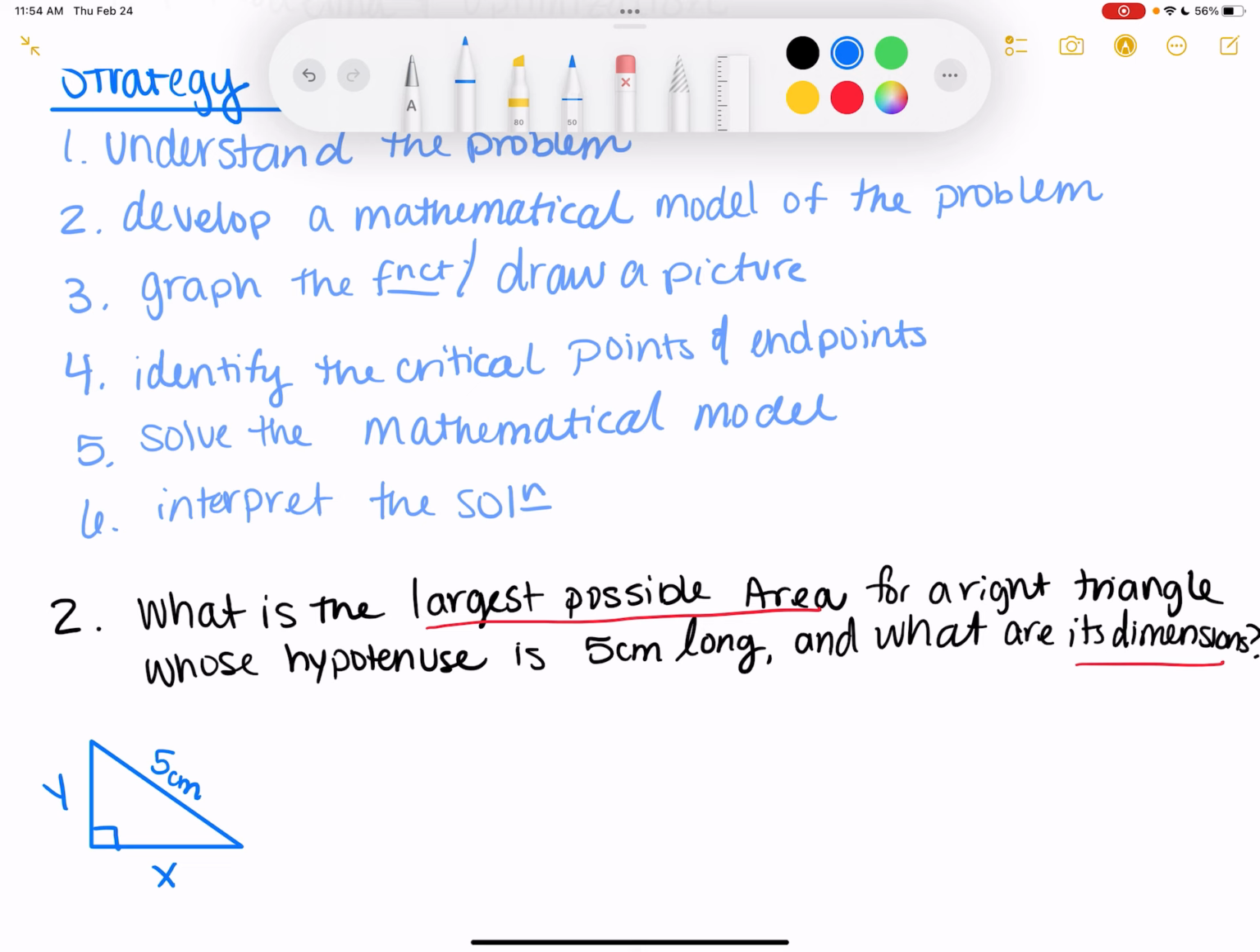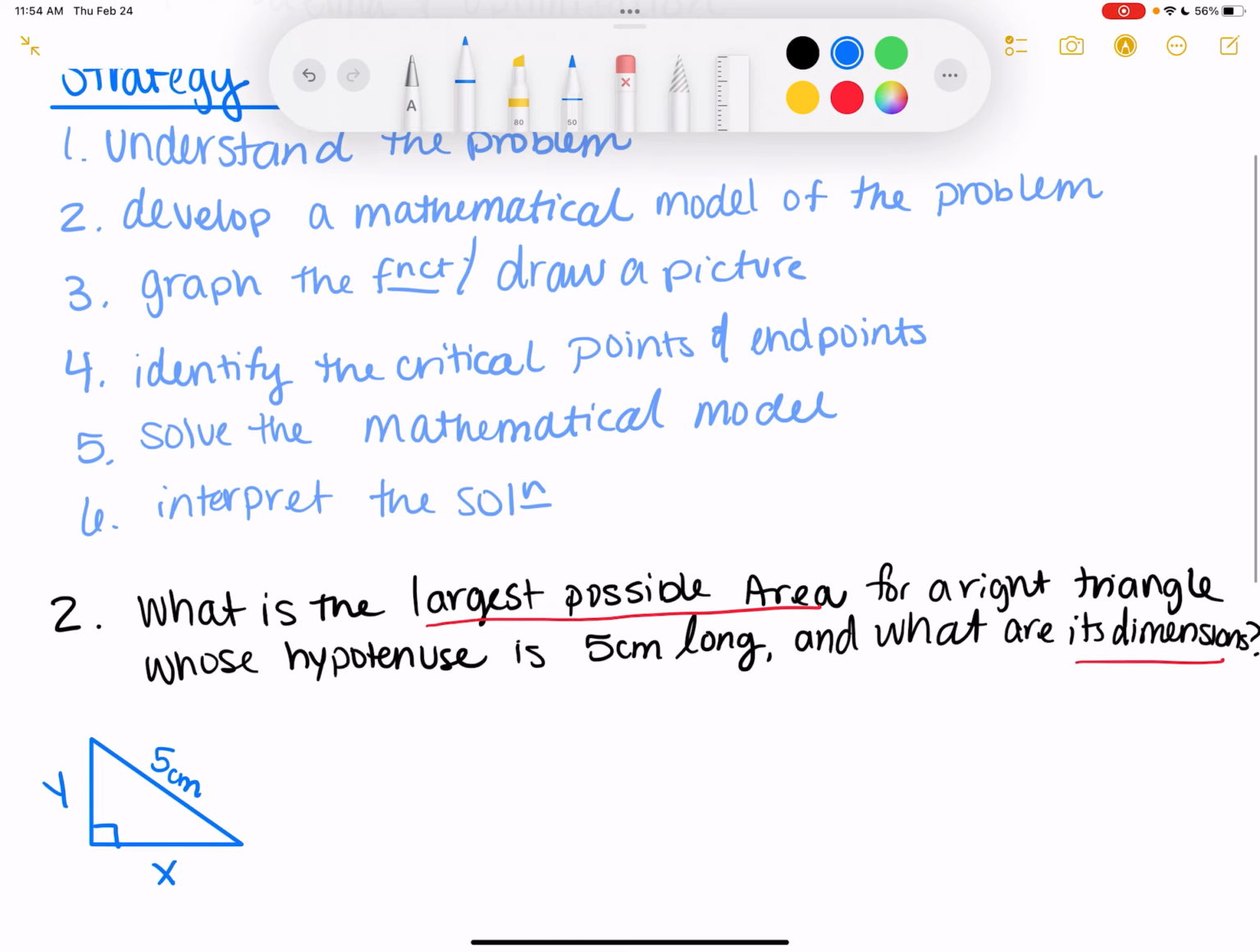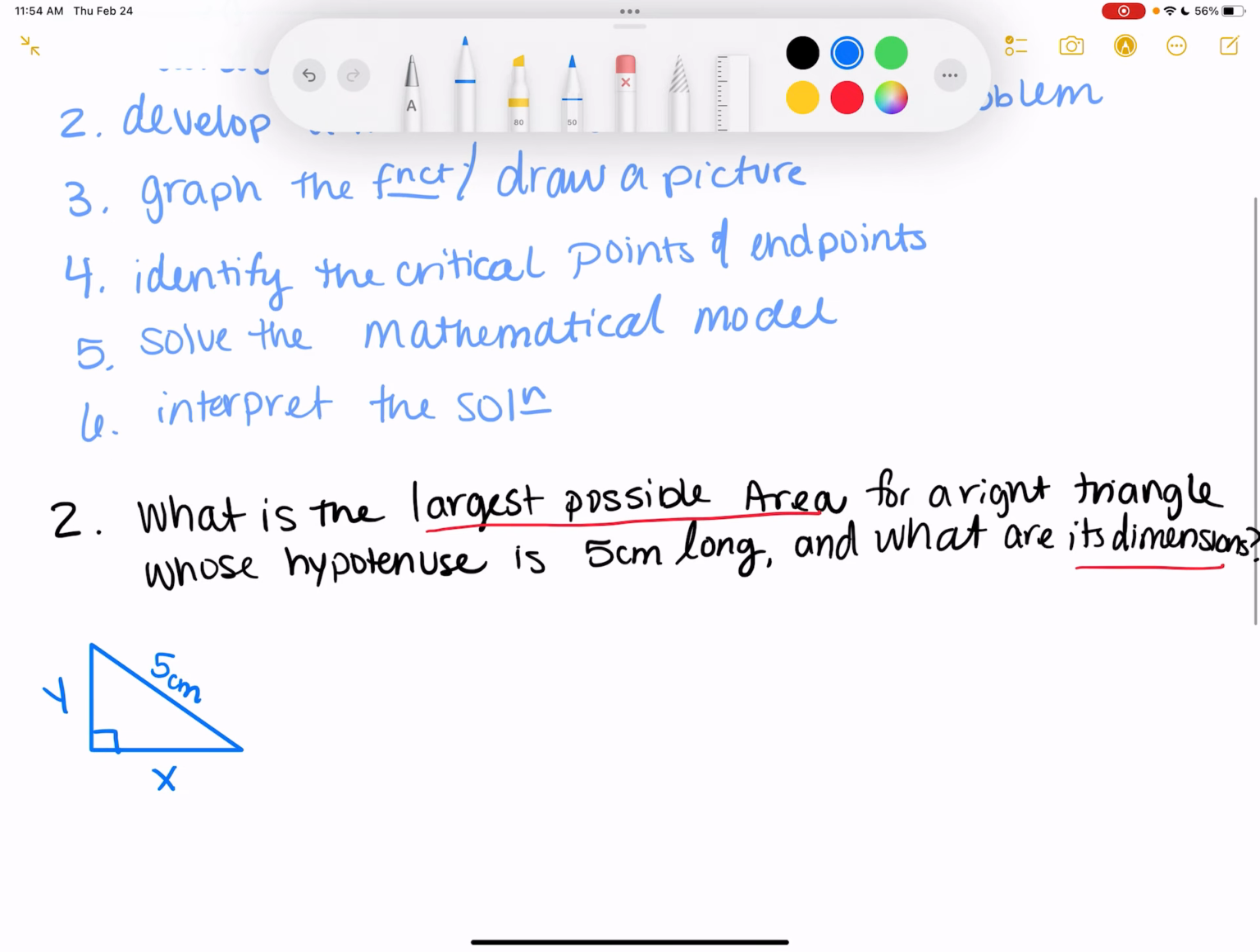A lot of times with these problems, you write out formulas that look like they could pertain to it. You find formulas that you have the information for, and then you solve them that way. So we know we're looking for area. In general, what is the area of a triangle? One half base times height. So in our case, it's 1/2 x times y.